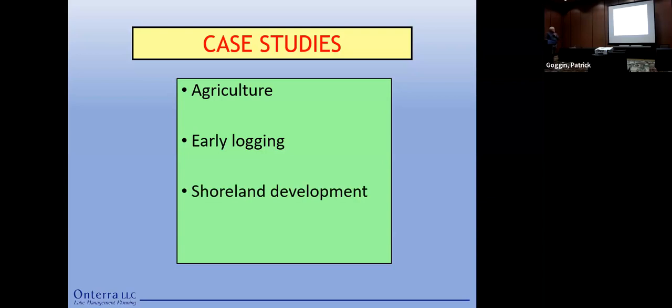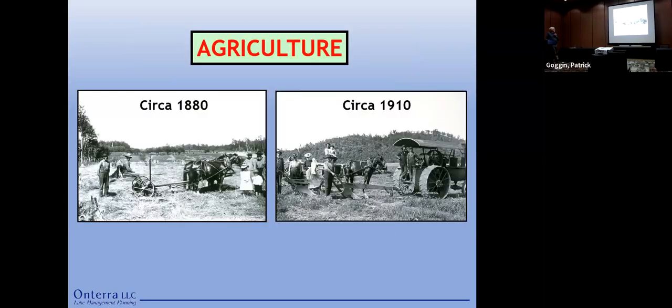And then as you're all aware, we have lots of issues with shoreland development. There have been a lot of changes in types of homes and development around the lake. So what impact has that had? And lastly, we'll talk a little bit about climate change.